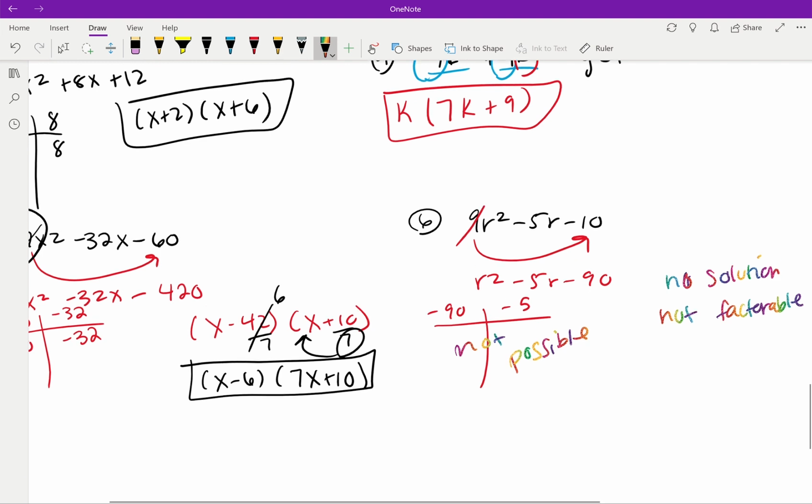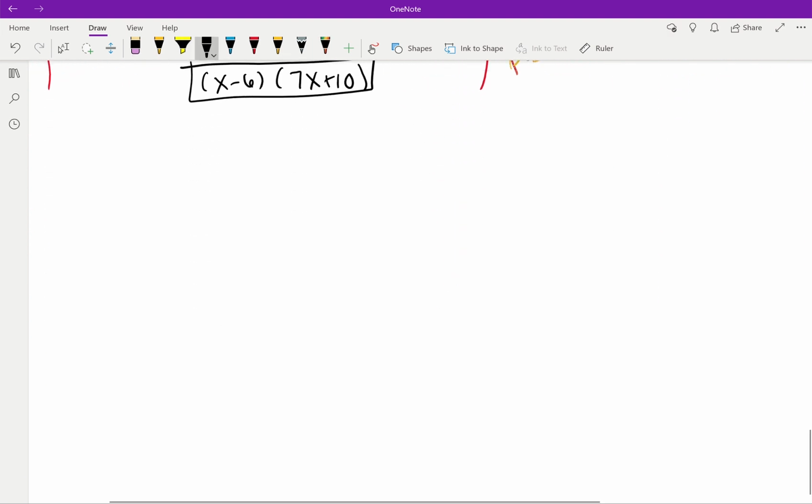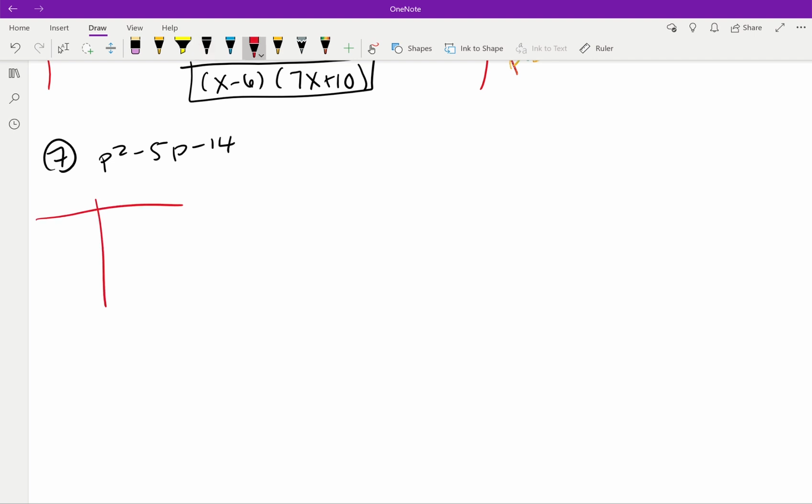Okay, let's look at number 7. Number 7, p squared minus 5p minus 14. This is factoring when a is 1, so we just create our table. Two numbers that multiply to negative 14 but add to negative 5. So that's going to be negative 7 and 2, because negative 7 times 2 is negative 14. Negative 7 plus 2 is negative 5. So p minus 7, p plus 2. That's my answer.